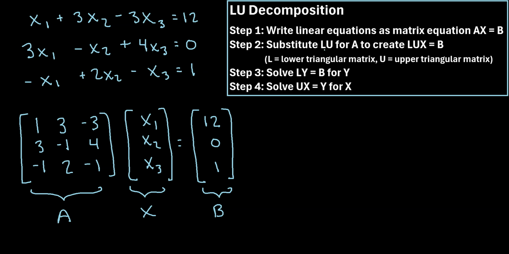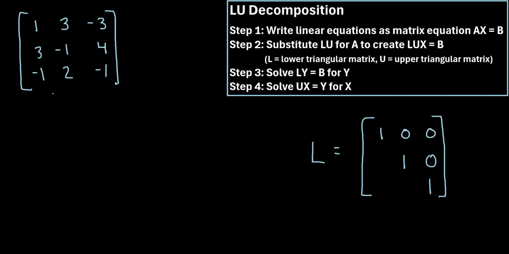Step 2 says substitute LU for A to create the equation LUX equals B. So instead of AX equals B, we're going to replace this A with an LU to form this equation, LUX equals B, where L is a lower triangular matrix and U is an upper triangular matrix. So I'm going to create a little space right here and rewrite the coefficient matrix. All right, so I've rewritten the coefficient matrix right here.